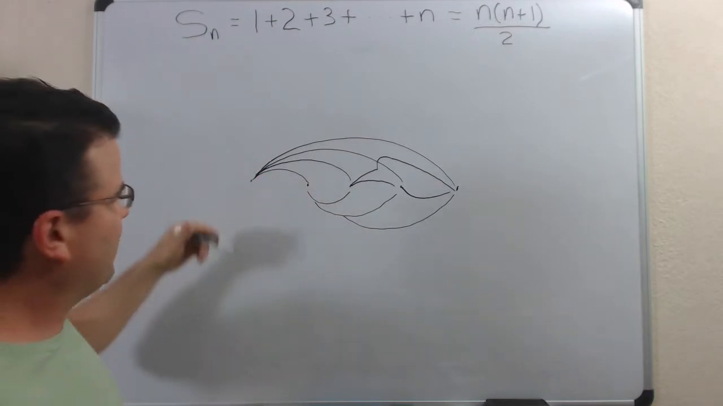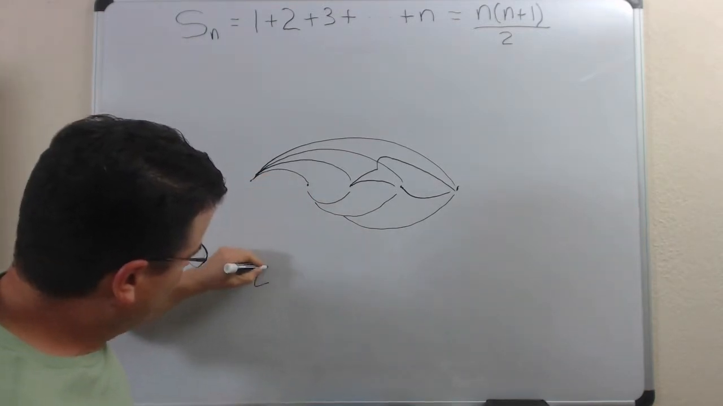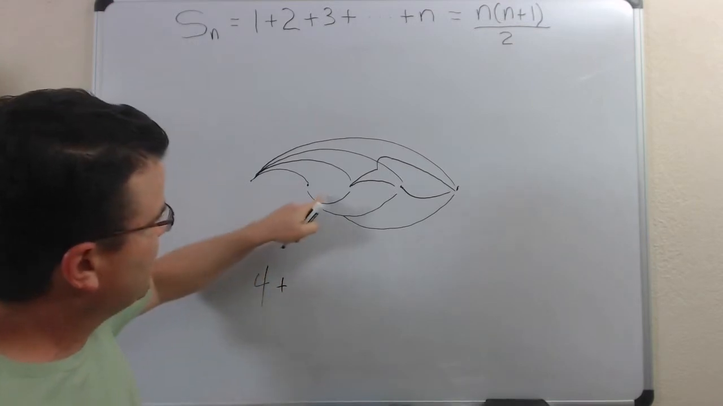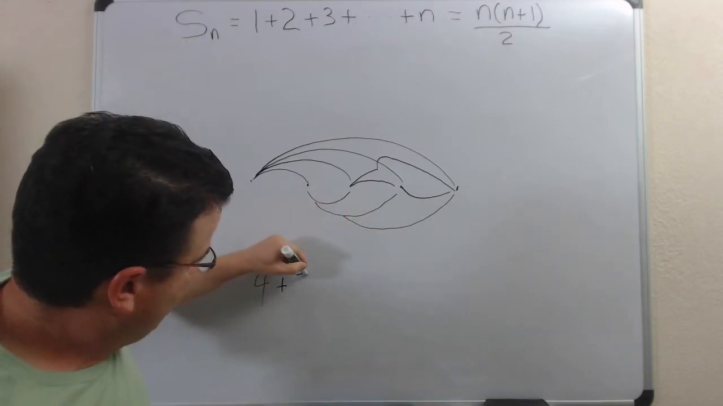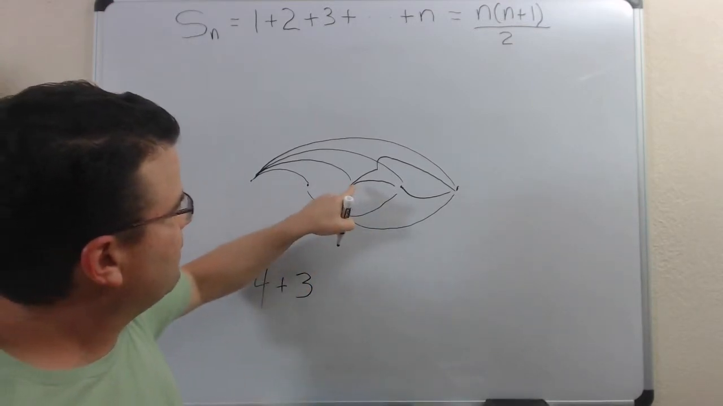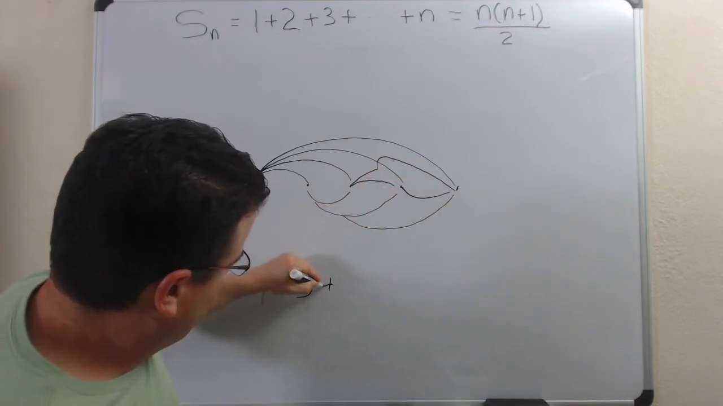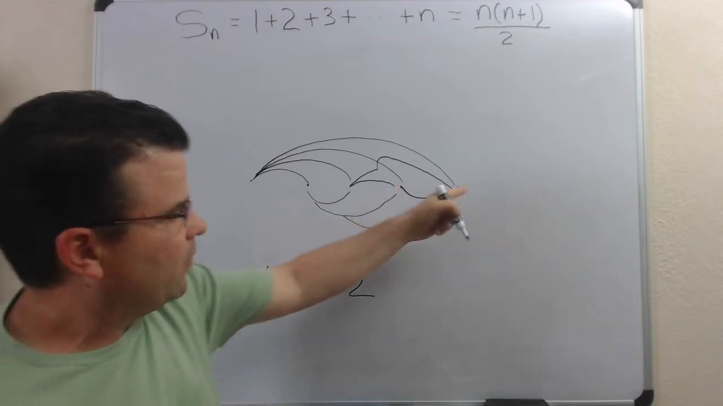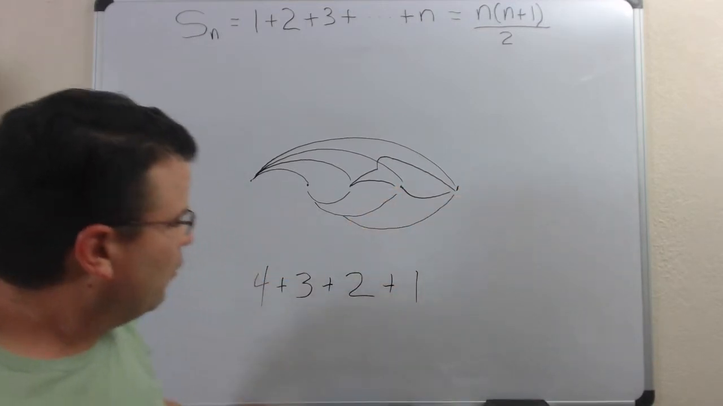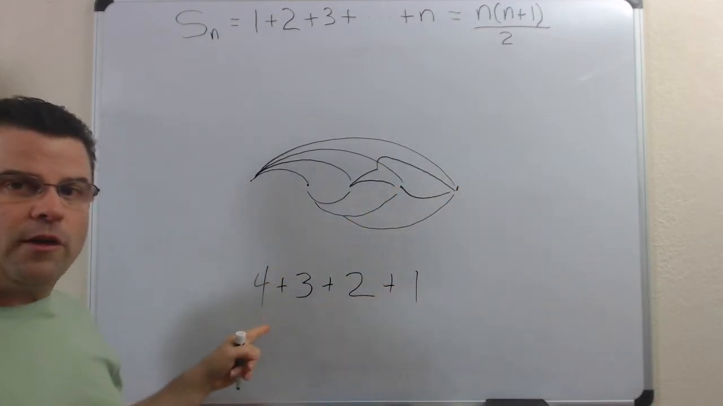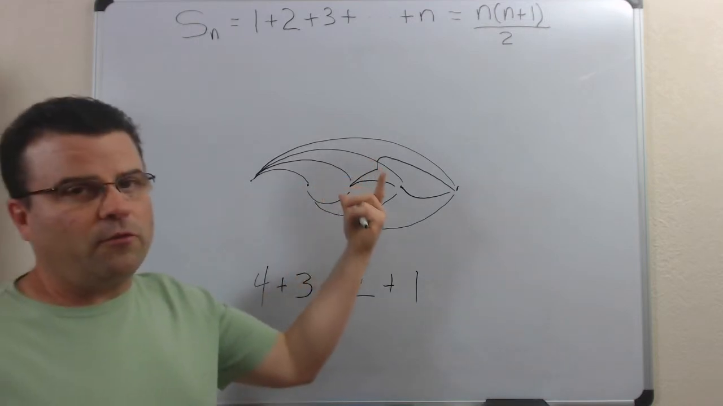So actually, let me write this down. There's 4 matches to start, and then team 2 has to play 3 more matches, and then team 3 has to play 2 more matches, and then team 4 has to play 1 more match. So we see that's the sum of the first 4 integers. So this is an application where this would count.